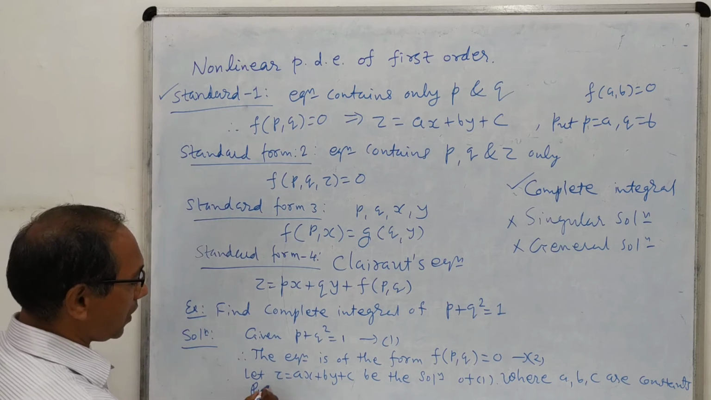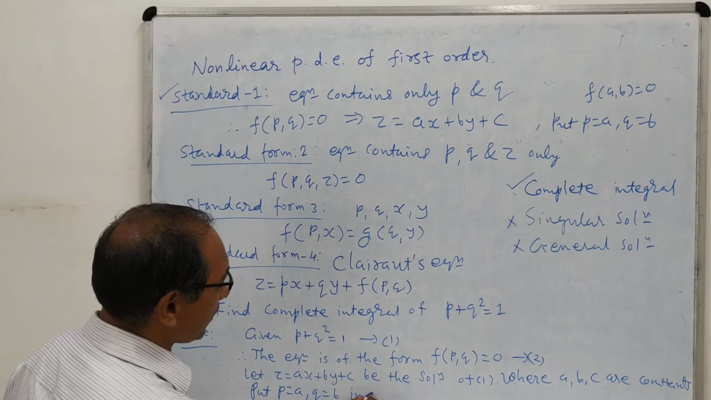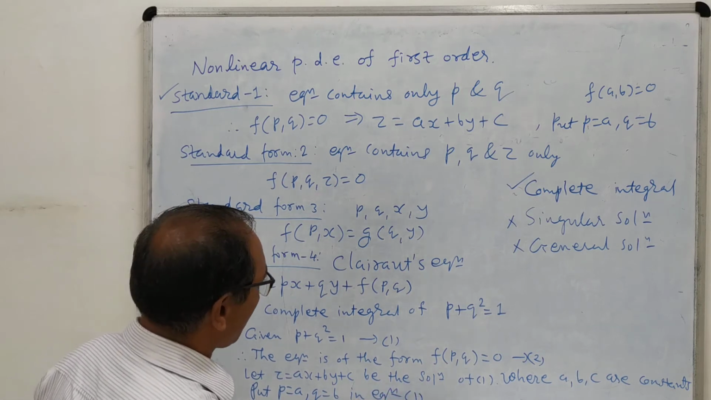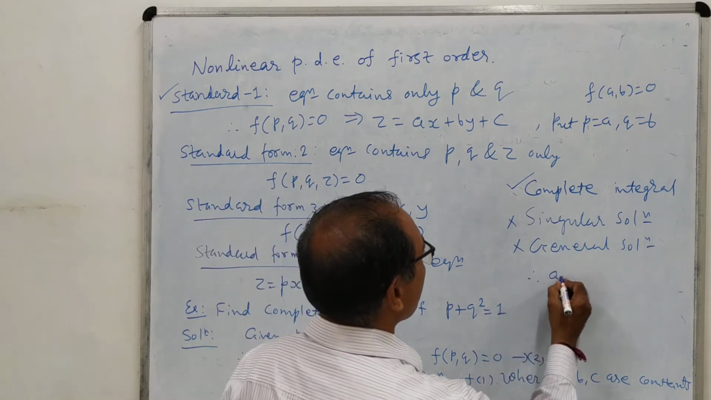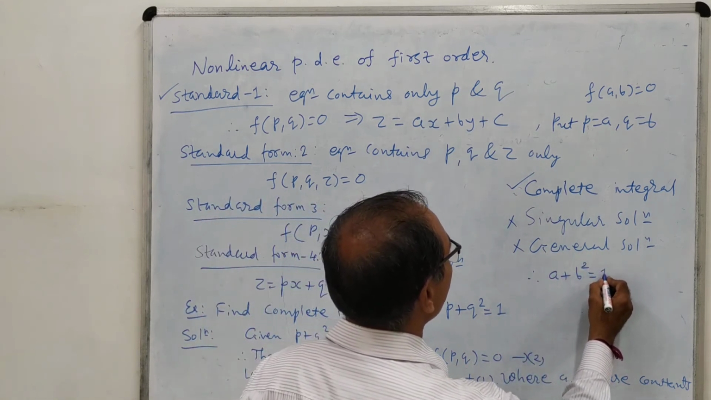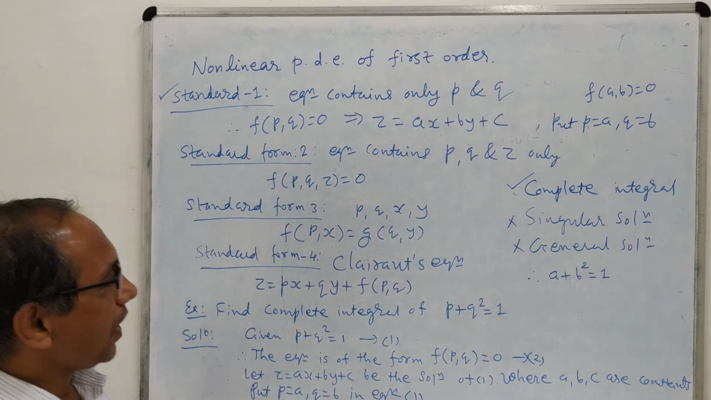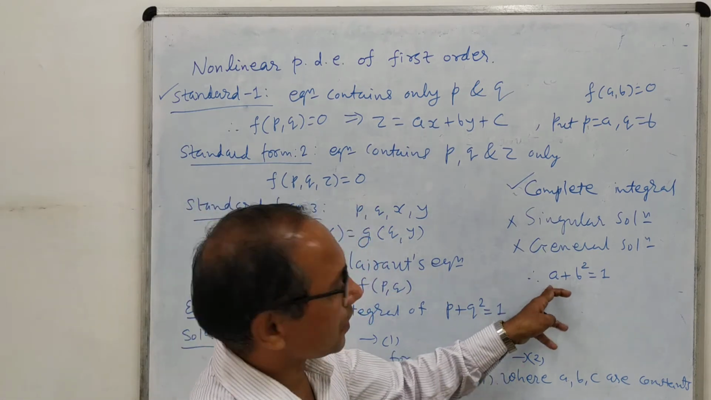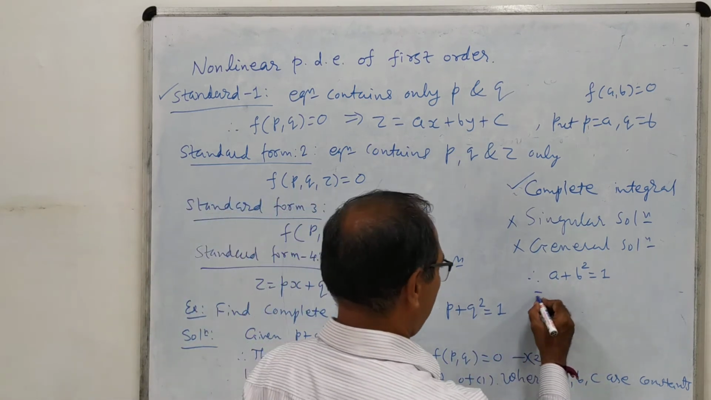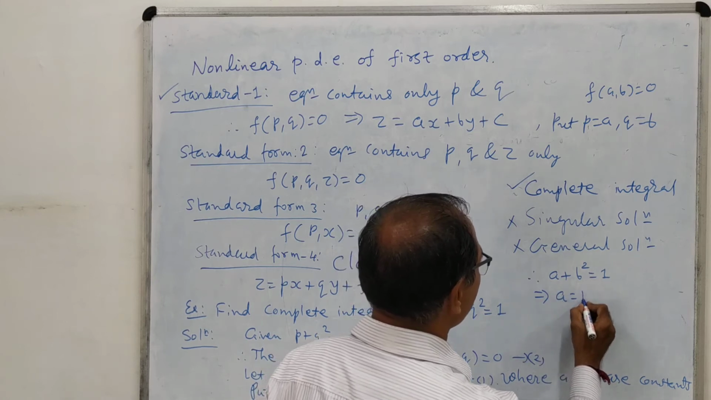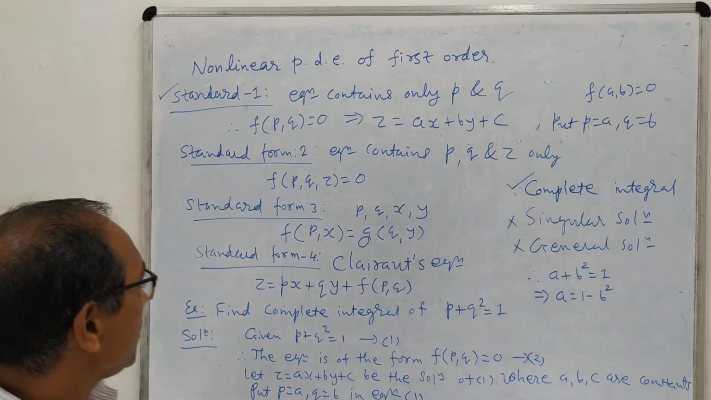Therefore put p equal to a, q equal to b in equation number 1. So this equation will become a plus b square equal to 1. And from this equation we can convert either a in terms of b or b in terms of a. But here you can see that it is very easy to write down a in terms of b. So a equal to 1 minus b square.